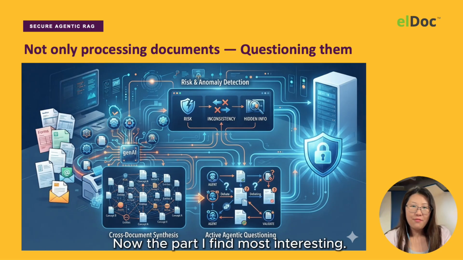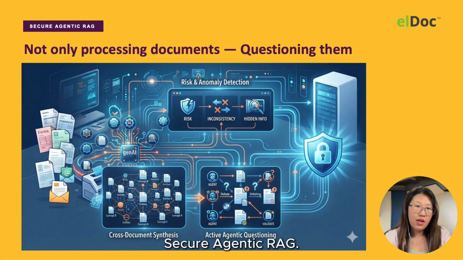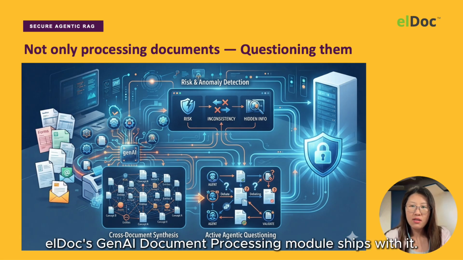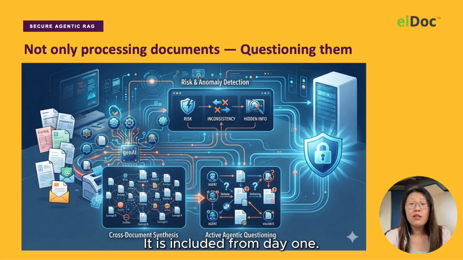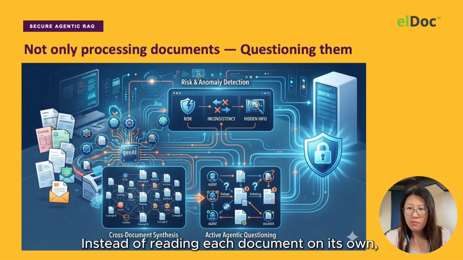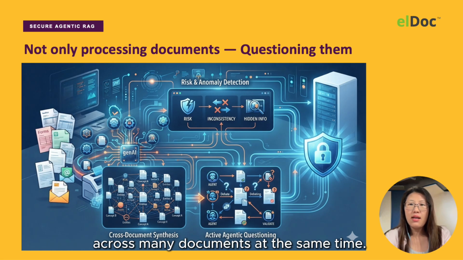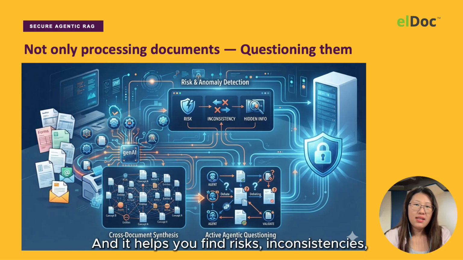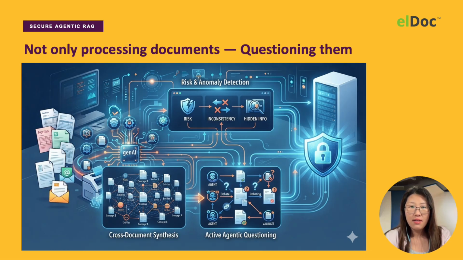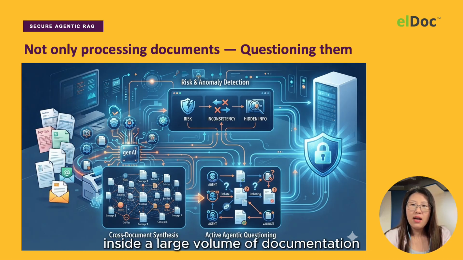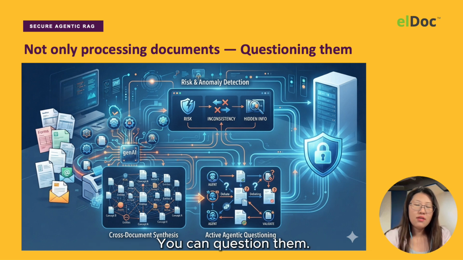Now, this part is a bit more interesting. Secure Agentic RAG. elDoc's Gen AI document processing module ships with it. It is included from day one. It is not sold as a later add-on. And here is what changes. Instead of reading each document on its own, elDoc analyzes information across many documents at the same time. It understands the relationships between them. And it helps you find risk, inconsistency, and information hidden deep inside a large volume of documentation. So you are not only processing documents, you can question them.